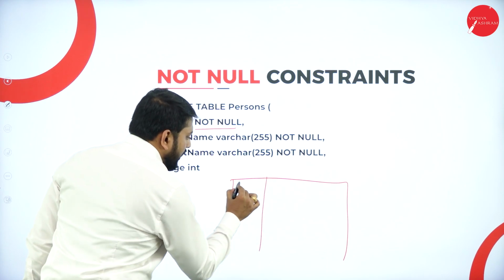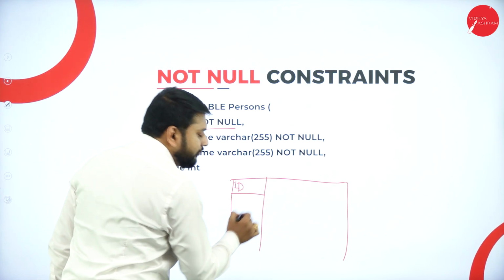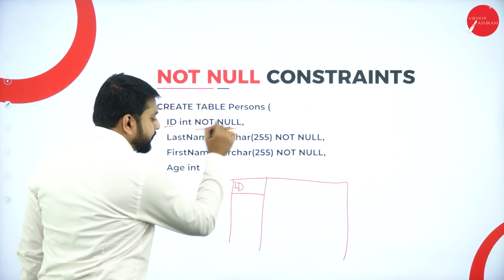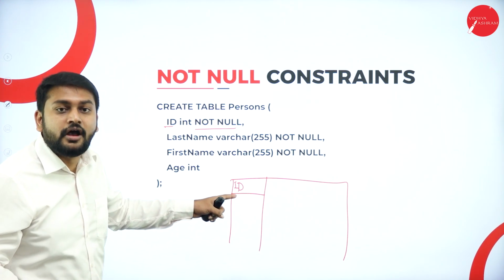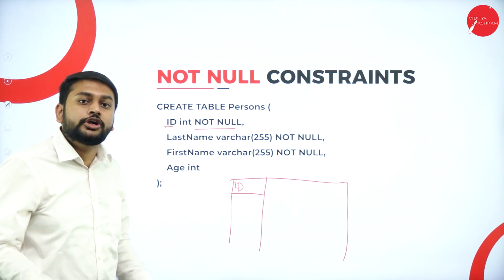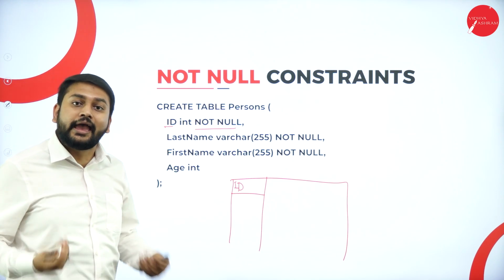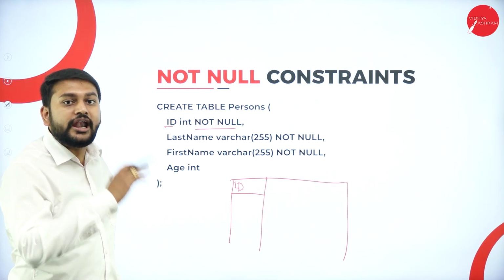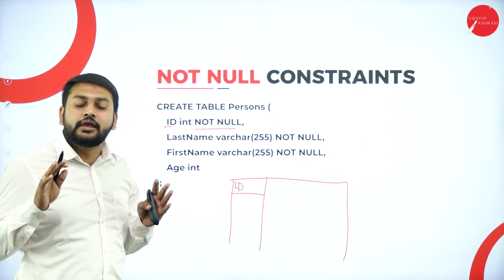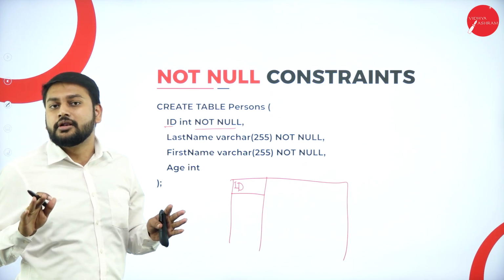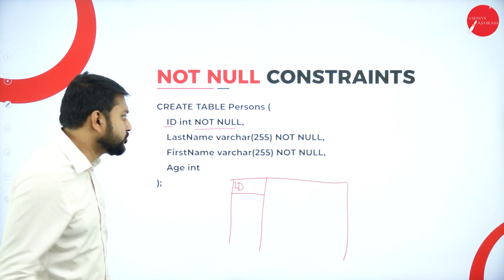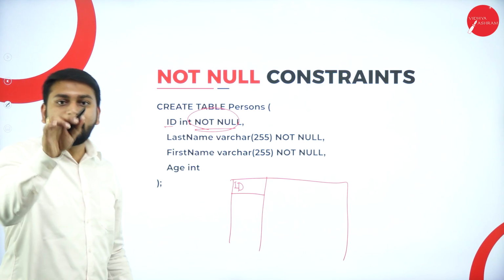This is my table. ID is the column that I have. Not null, if I have specified, I cannot skip entering the values. There should be some value. I have to enter some value. If I don't enter the value, it will show me an error. It will not create the table. That is what you need to remember. That is the constraint that we have given. That is the rule that we have given.